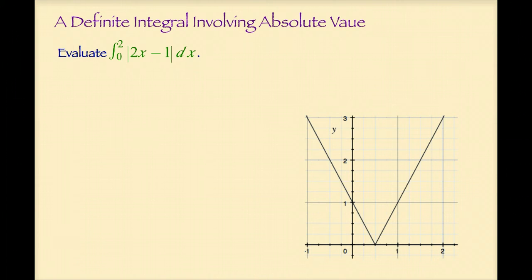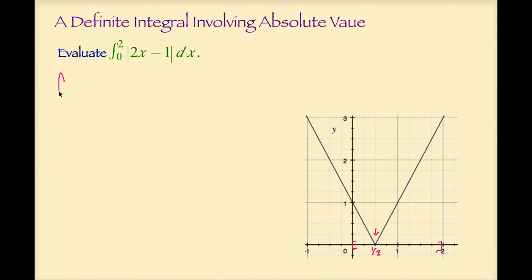Now let's evaluate a definite integral involving absolute value. Since we've learned that the definite integral represents area under a curve, let's see what that means for an absolute value function. We're interested in the area from 0 to 2, so this is the interval that we're looking at. But remember that an absolute value function really contains two curves embedded within one function, and we can see that here at 1/2 the function splits. To the left of 1/2 we have one line, and to the right of 1/2 we have another.